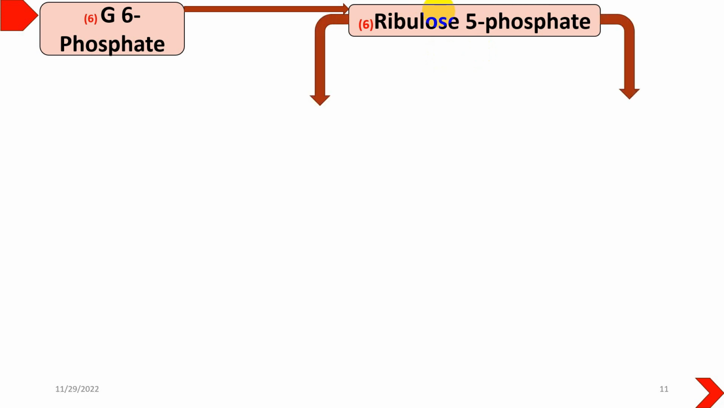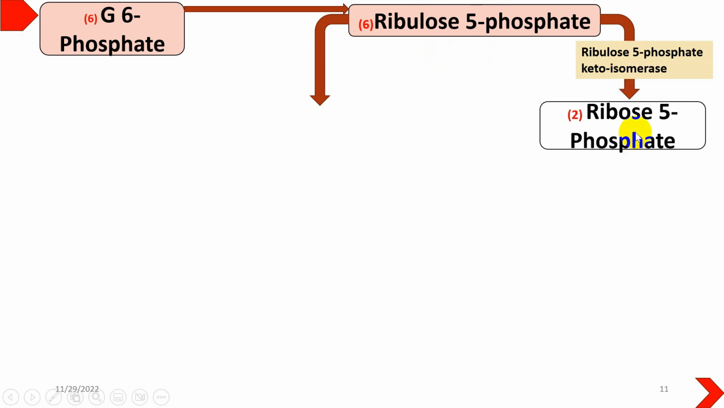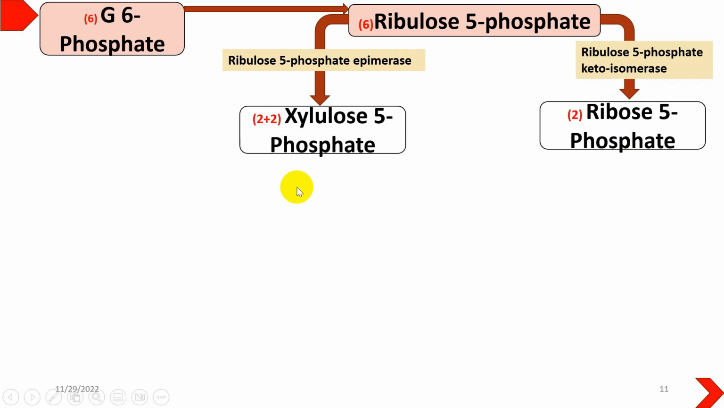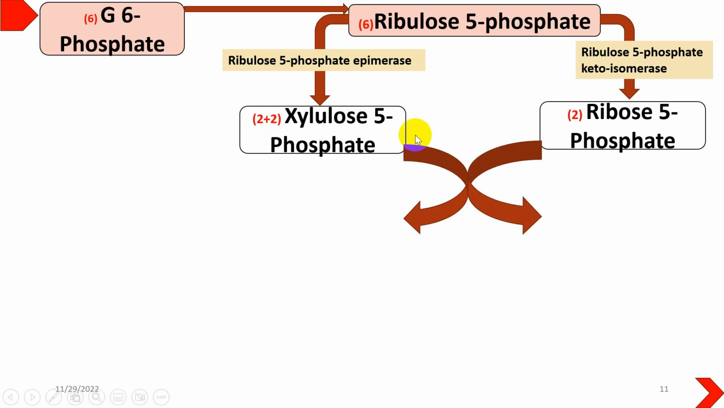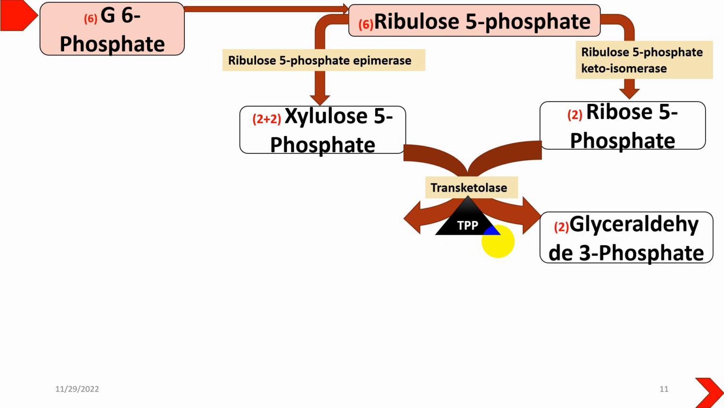Now this 6th molecule of ribulose 5-phosphate will go either, with the help of the ribulose 5-phosphate ketoisomerase enzyme, to give you 2 molecules of ribose 5-phosphate, or it will give you 4 molecules of xylulose 5-phosphate, and this time the enzyme will be ribulose 5-phosphate epimerase. Then, with the help of interconversions of these molecules, the transketolase enzyme and the coenzyme TPP, which is vitamin B1, will give you 2 molecules of glyceraldehyde 3-phosphate.